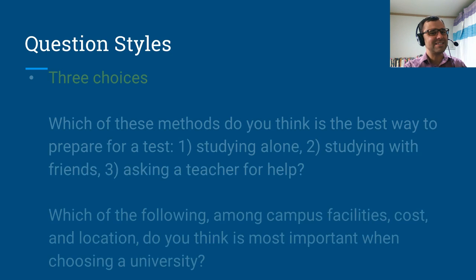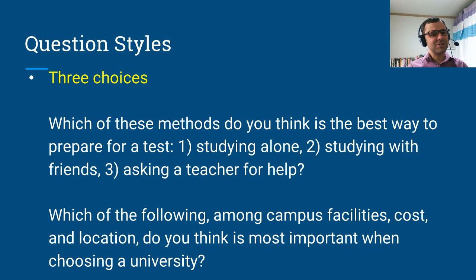Now, the second style of question is actually the newest style. This one has appeared quite a lot just in the last 2 years, and it's the 3 choices style. And they go something like this. Which of these methods do you think is the best way to prepare for a test? 1, studying alone. 2, studying with friends. 3, asking a teacher for help. Include details and examples to support your explanation.